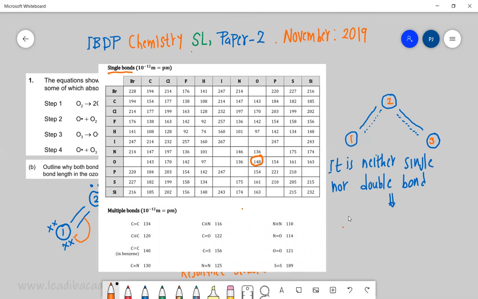And what about the double bond? It is 121 picometers. So in short, the actual bond length would be between 148 picometers and 121 picometers. How much, we don't know, but it will be in between these two numbers. It is sandwiched between 148 and 121 picometers, straightforward. It is neither a single bond nor a double bond. Hope this is quite clear.